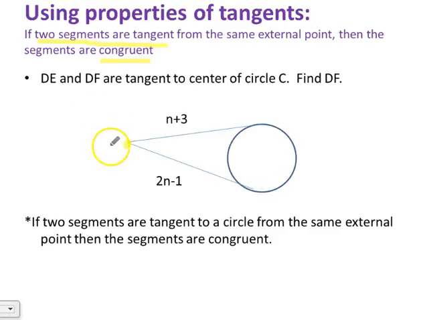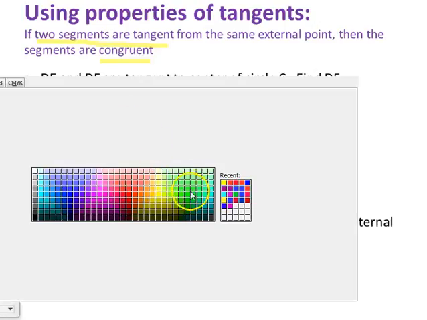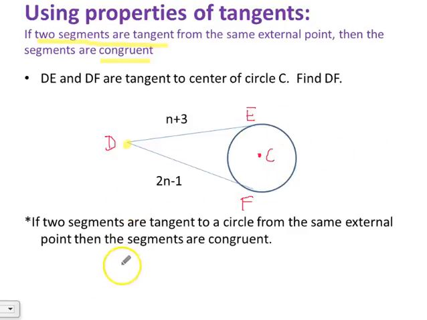So I just need to add, we'll call this point D, we'll call this point E, we'll call this point F, and this is circle C. The question says, if segment DE and DF are tangent to the circle, we want to find the length of DF. Because these 2 segments are tangent segments that start from the same point, they're congruent. So we can set those 2 segment lengths equal to each other. We can say that DE is equal to DF.